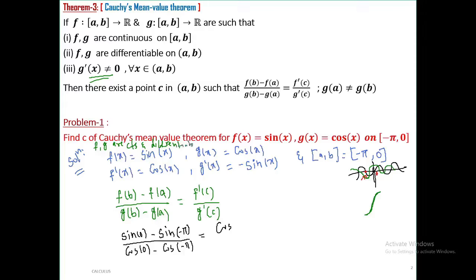Verification is compulsory. The function must be differentiable and g dash of x not equal to 0. So therefore, now we can do all these things. Cos c upon g dash of c, so minus sin c. Now simplify this.